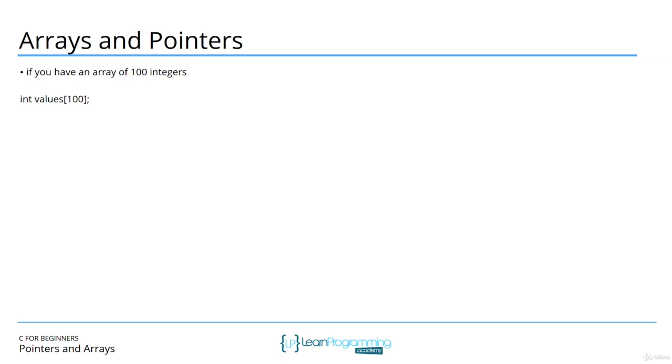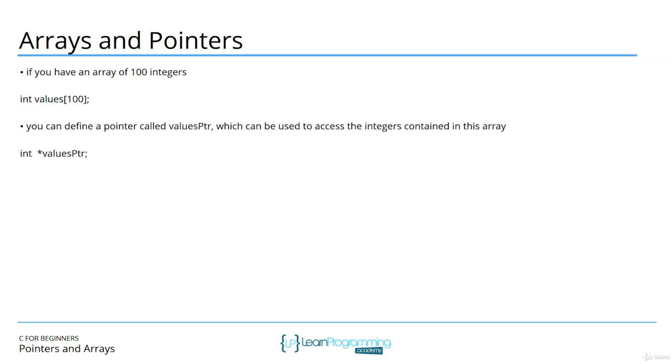If you have an array of 100 integers, we know what this means. You just say int values[100]. 100 is the size. That means you can store 100 integers in that array. You can also define a pointer. We're going to name it valuesPtr since it's pointing to the values array. And it can be used to access the integers contained in this array. So we just say int *valuesPtr. We know how to declare a pointer at this point.